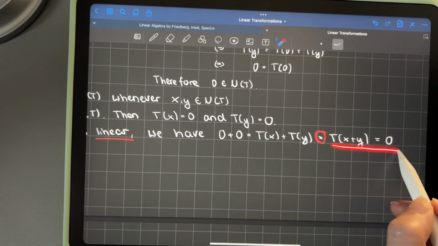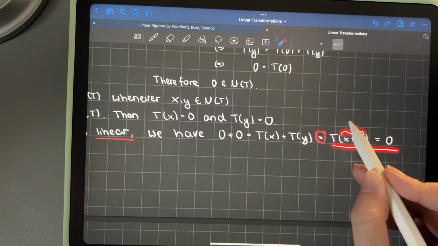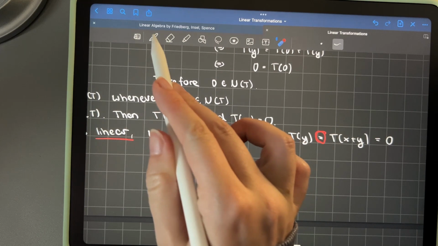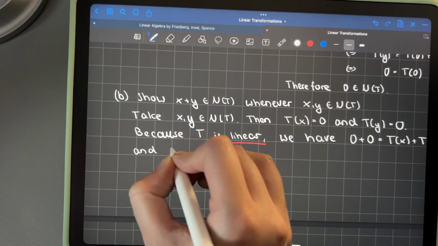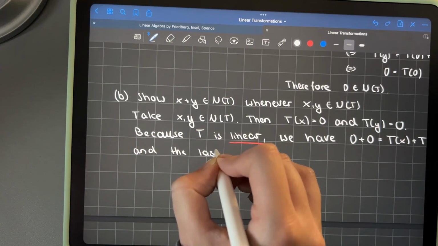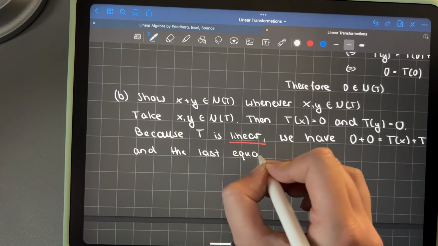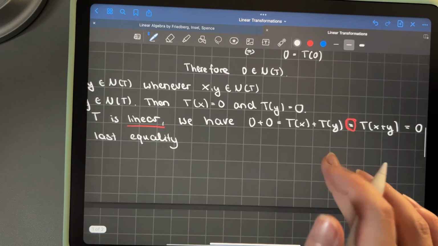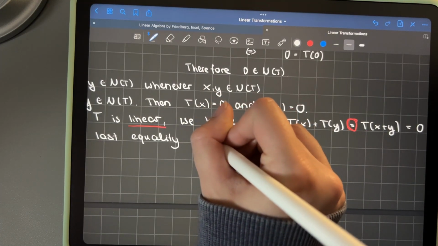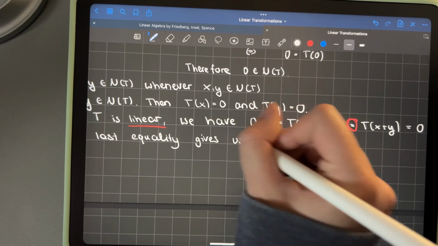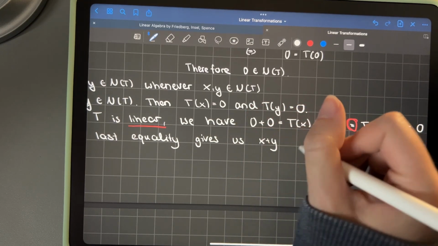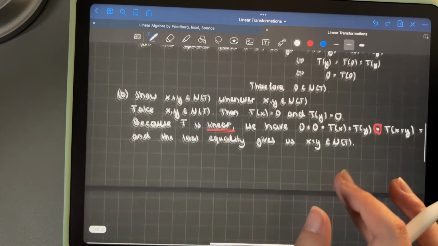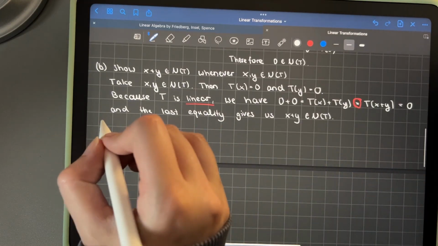And if this is 0, then this here is in the kernel of T. And the last equality, so the last equal sign here, gives us x plus y is also in the kernel. Okay, so that was part B.